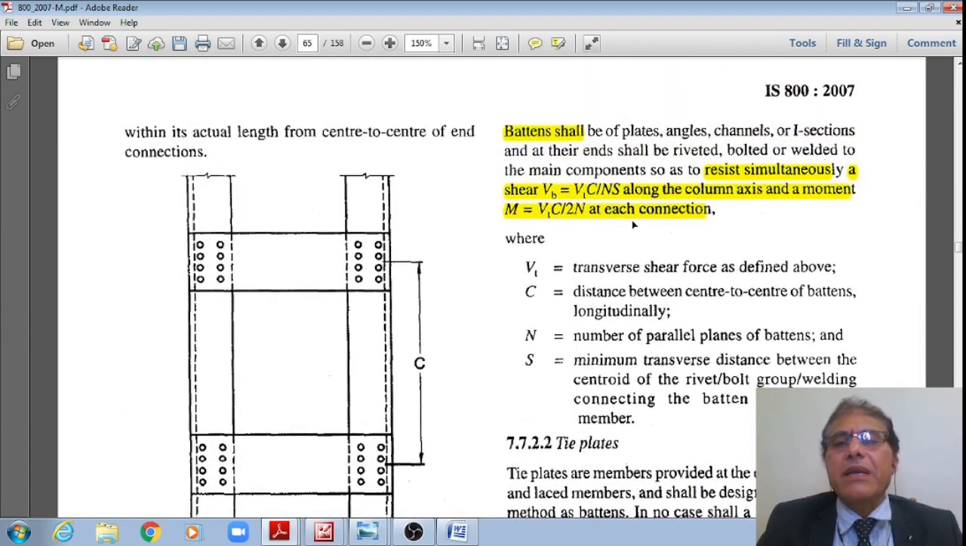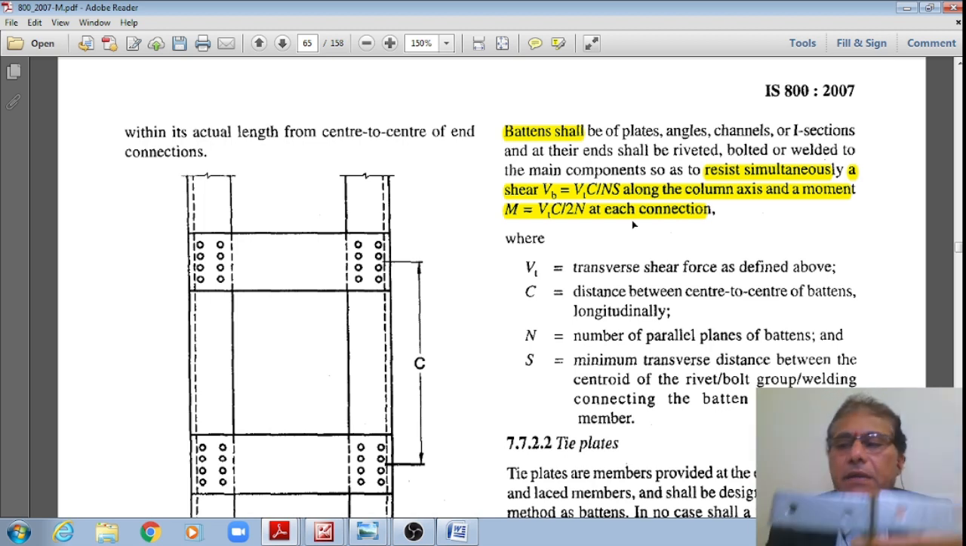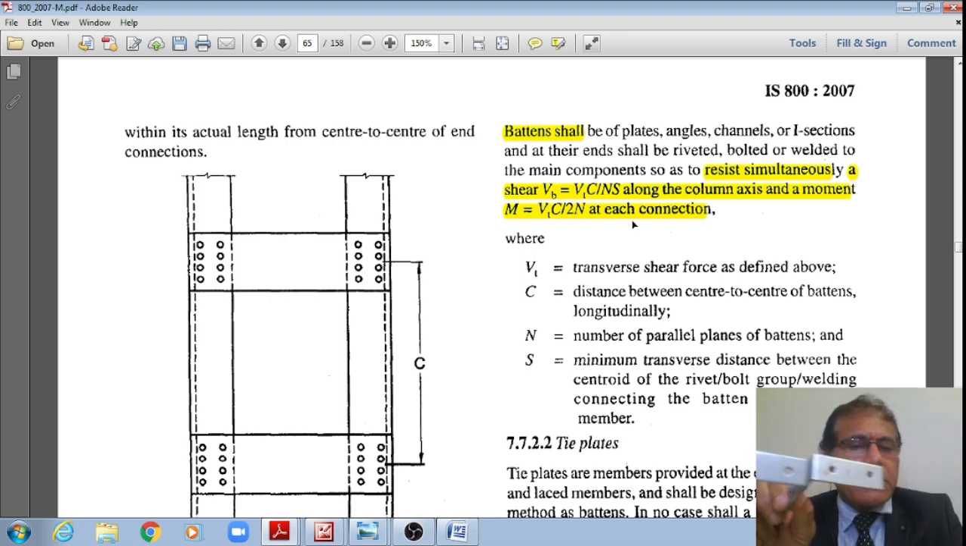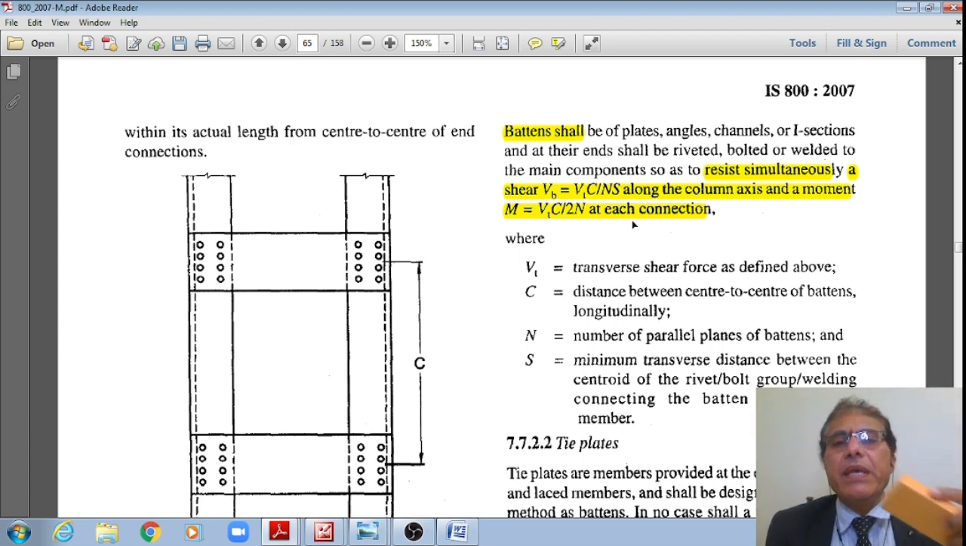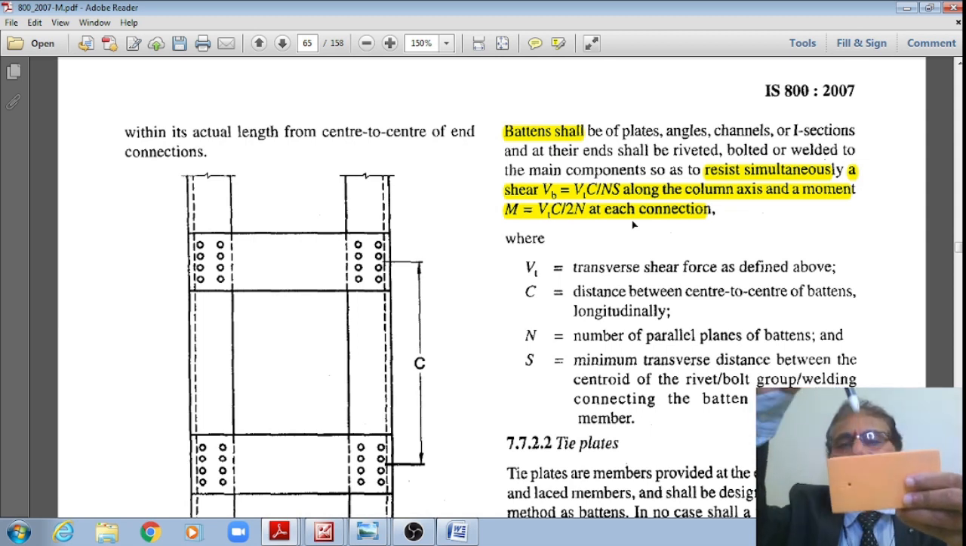The battens shall be of plates, right? What are the sections? Now code says that either it may be plate, or angle like this, or it may be a channel, or it may be an I section. And at their ends they shall be riveted like this, provided by means of rivets, riveted or bolted or welded to the main components so as to resist simultaneously a shear force VB. A shear force VB is equal to VtC divided by NS, which is acting along the column axis in the vertical direction.